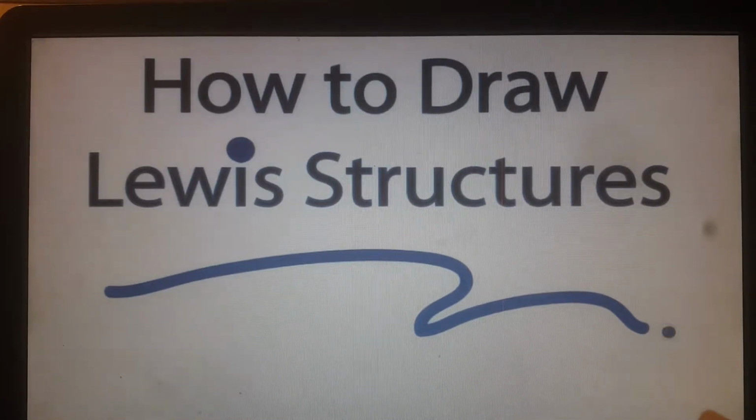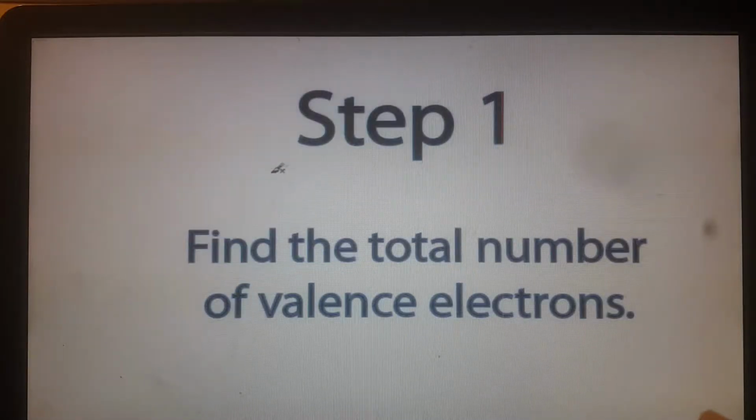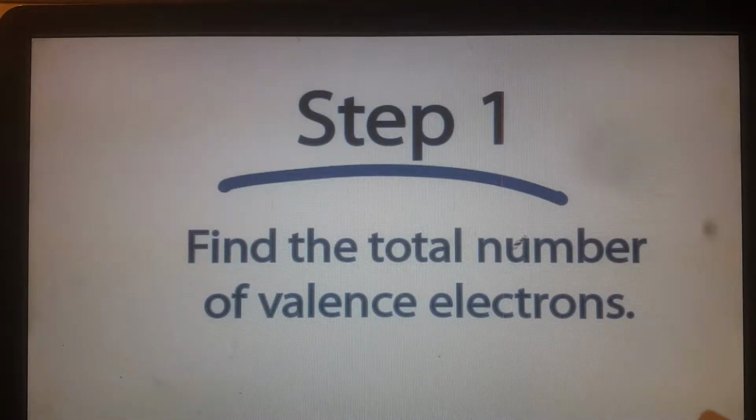Be a pro at drawing the basic Lewis structures. There really are only 5 main steps that you need to know. Let's get started. Step 1. Find the total number of valence electrons for the molecule you're drawing the Lewis structure for.